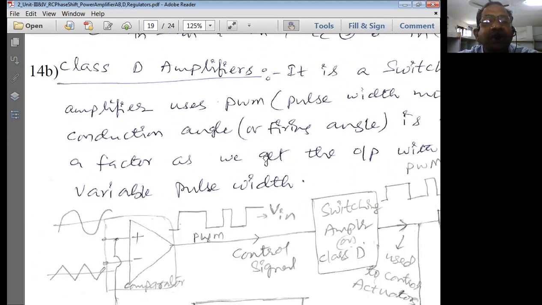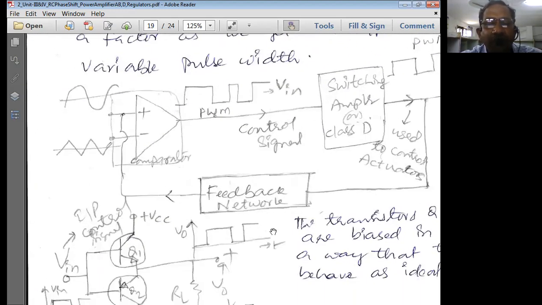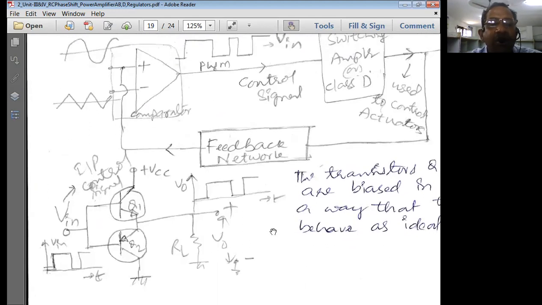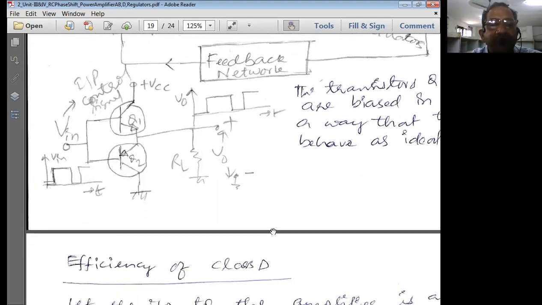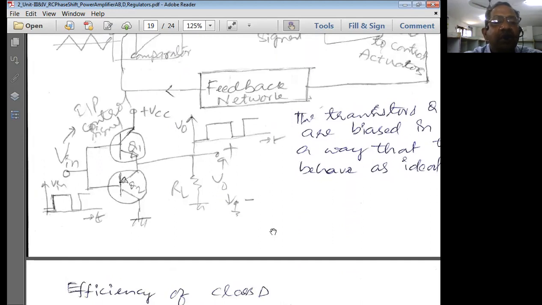So the next one is class D. The last amplifier that I would like to discuss is the class D type of power amplifier. The class D power amplifier is pretty simple. Why is it very simple? See here, there is no input transformer. There is no output transformer in the case of the class D push-pull power amplifier.